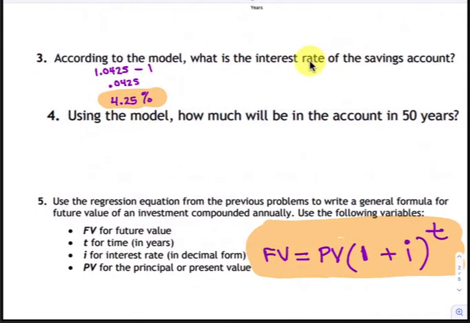So our interest rate, or rate of increase, is this 4.25. And again, you take the decimal minus the 1, that gives you 1.0425. Move the decimal point to the right 2 places, and you have 4.25%.